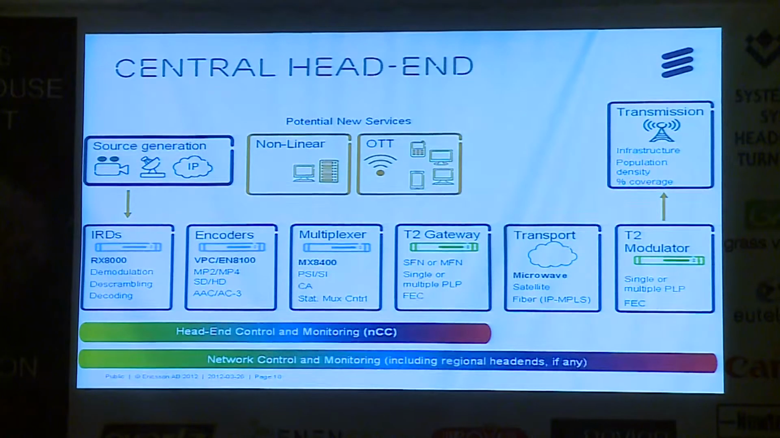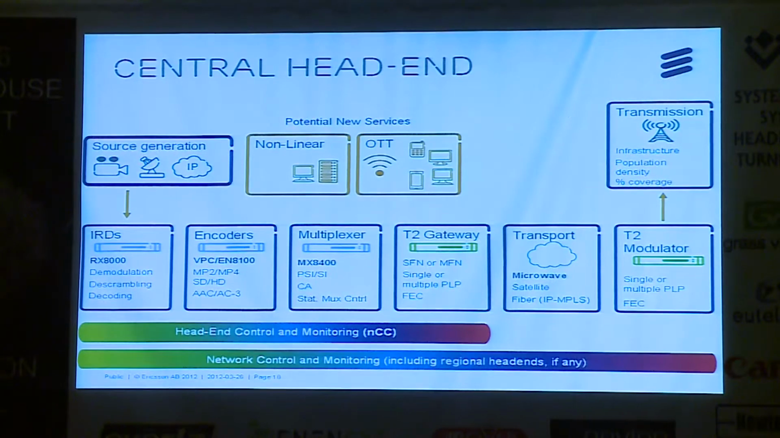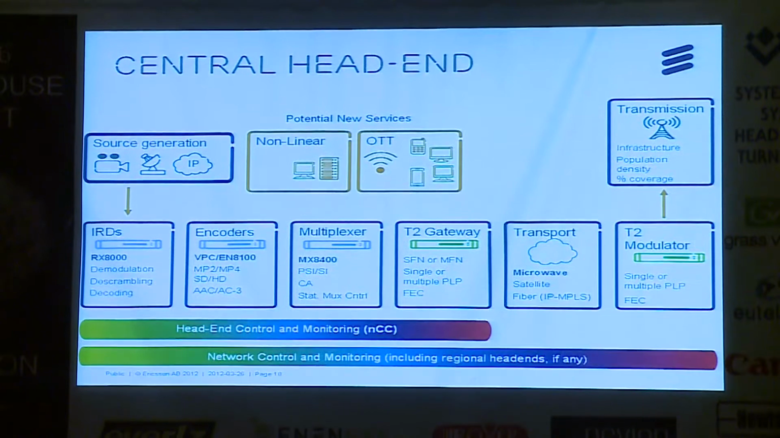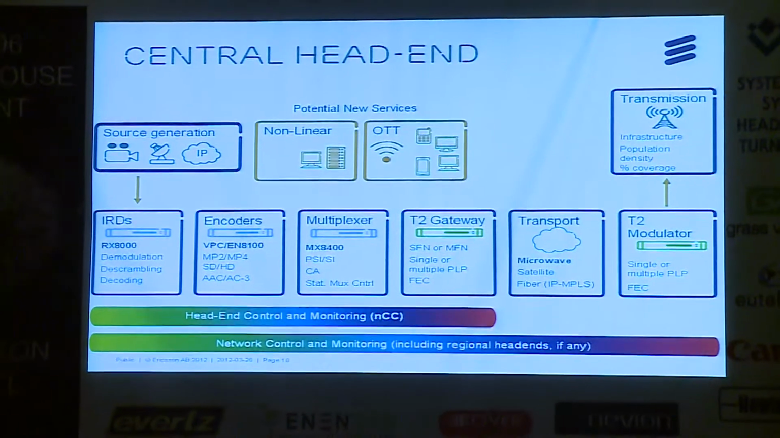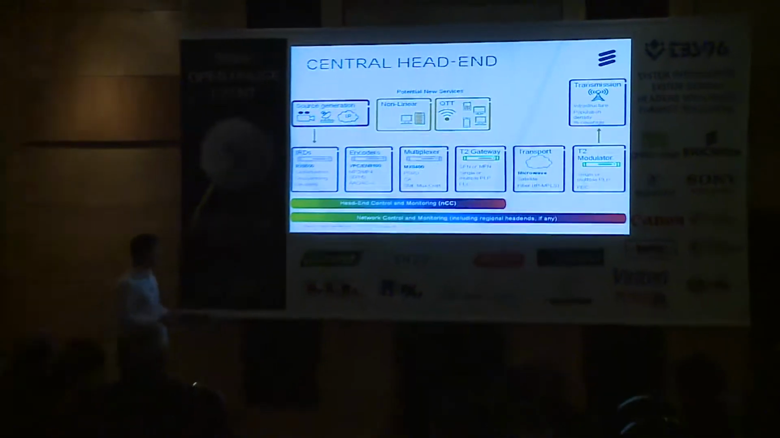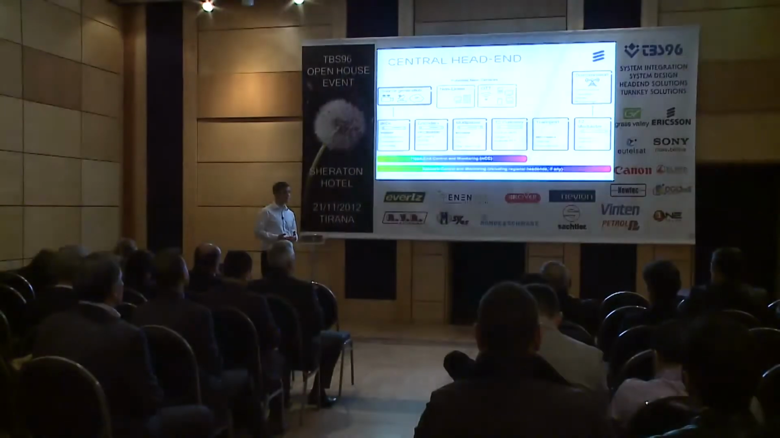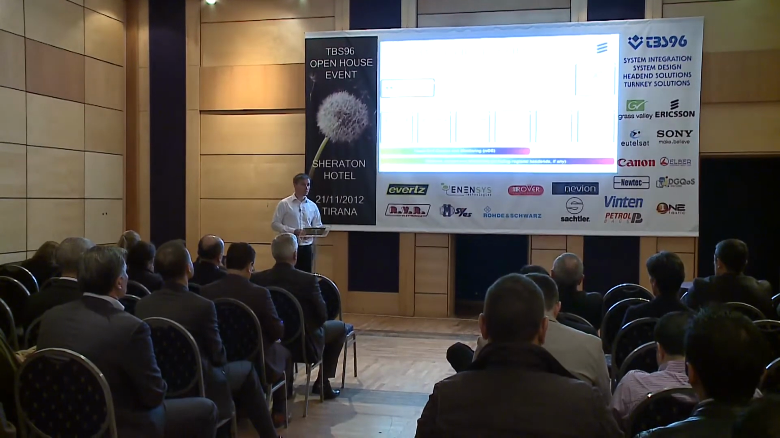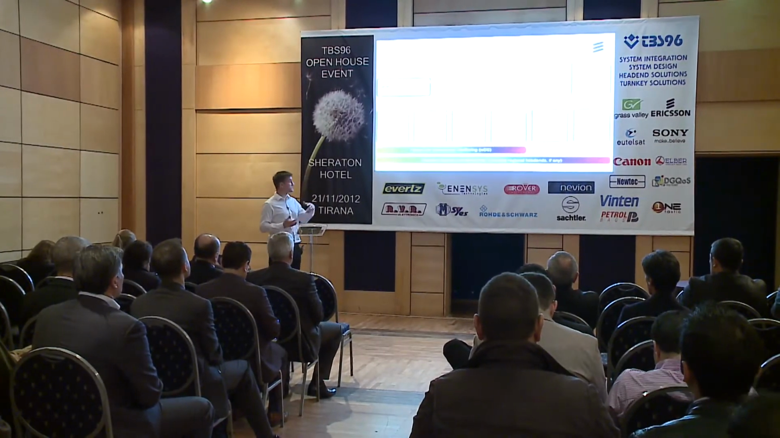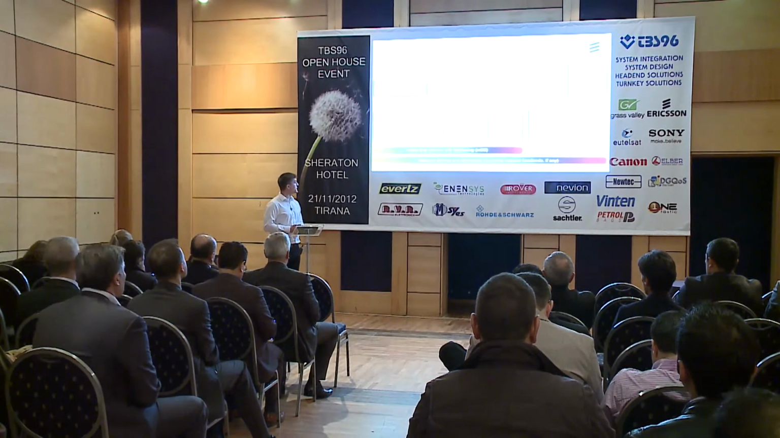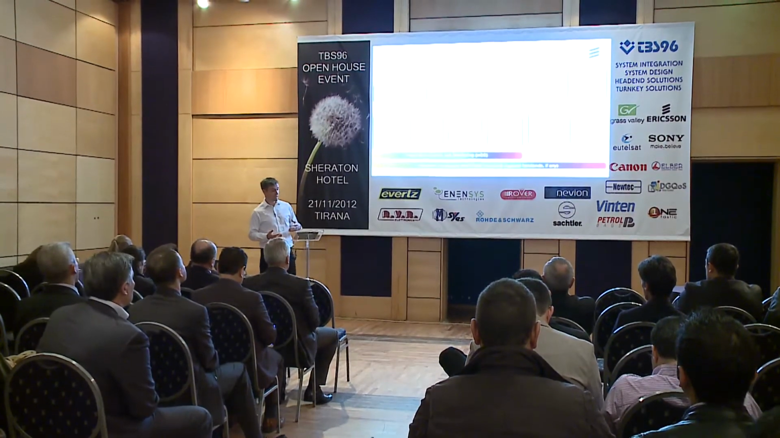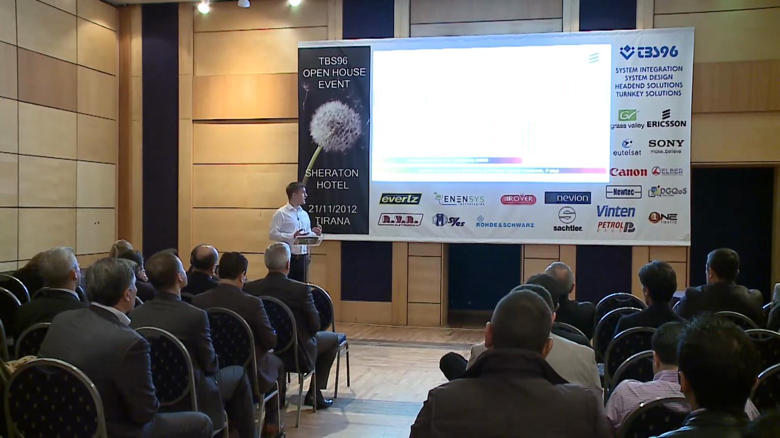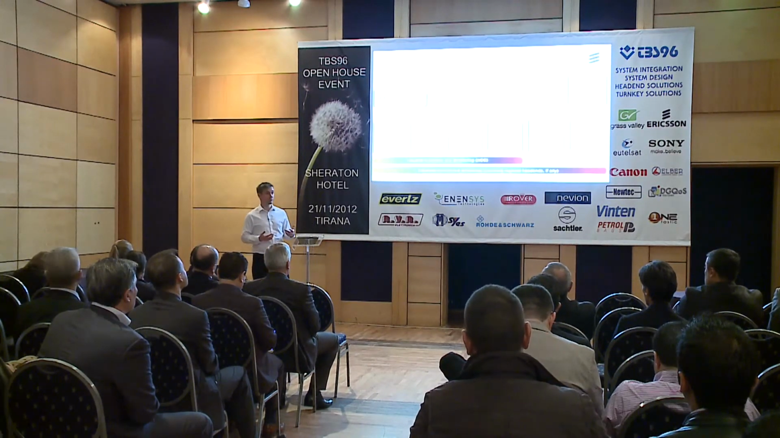So source generation would be where you collect your content. It could be cameras in news gathering vans. It could be studios creating content. But also it could be already generated content from satellite or maybe coming in over IP. So this content is fed into the head end where you will have professional receivers receiving the content and preparing that for re-encoding.